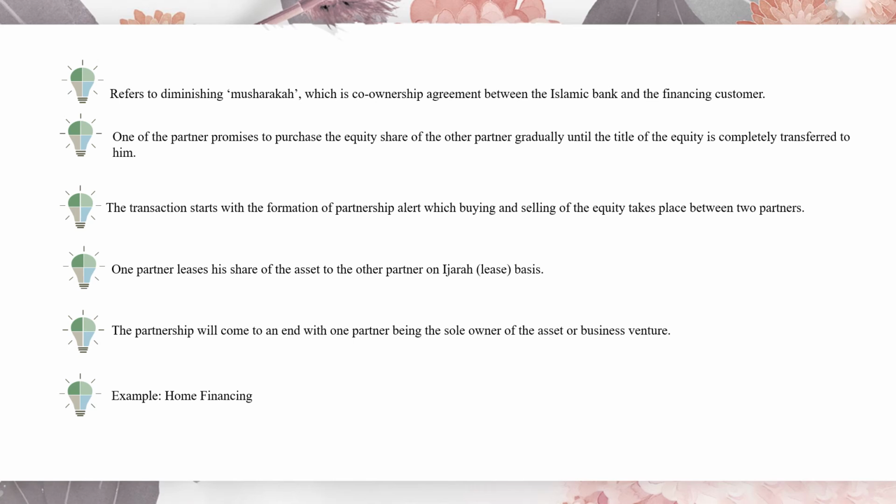The transaction starts with the formation of partnership, after which buying and selling of the equity takes place between the two partners. One partner leases his share of the asset to the other partner on ijarah lease basis. The partnership will come to an end with one partner being the sole owner of the asset or business venture, for example, home financing.